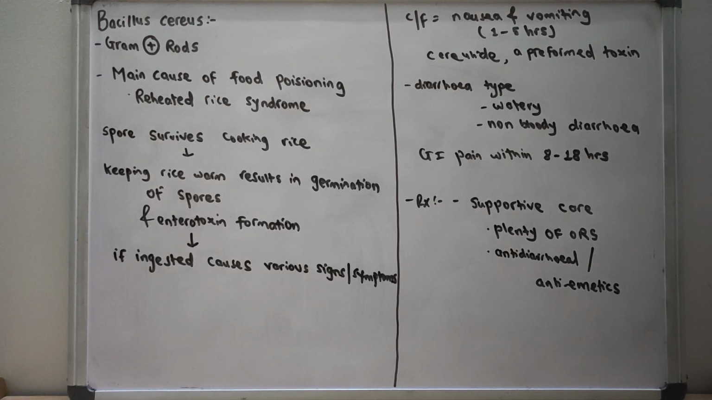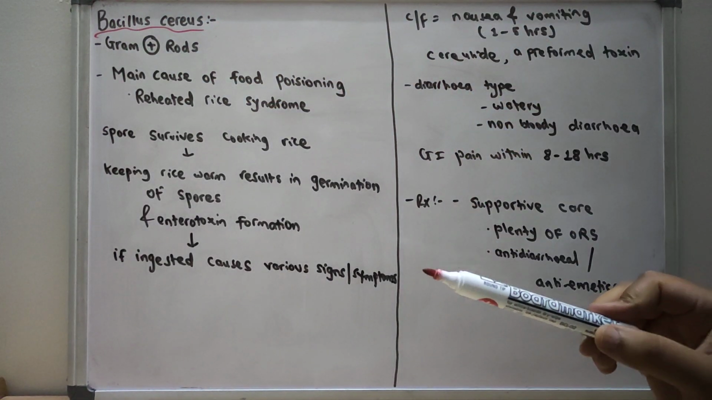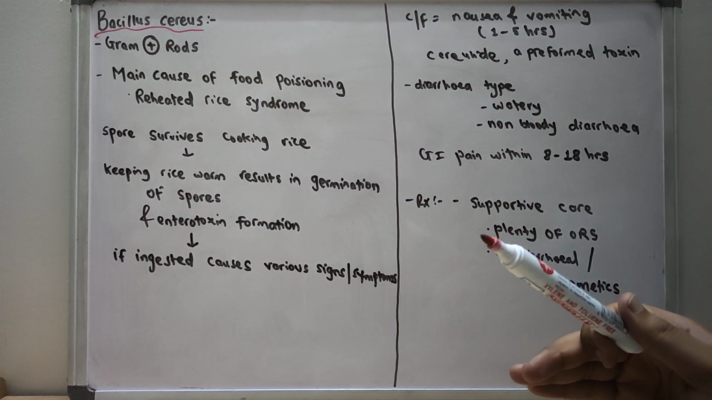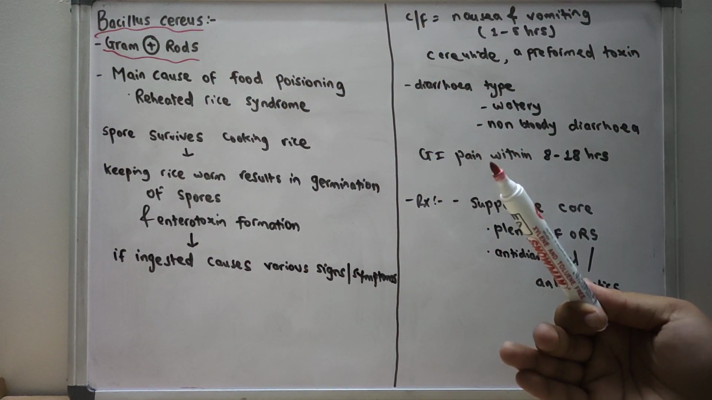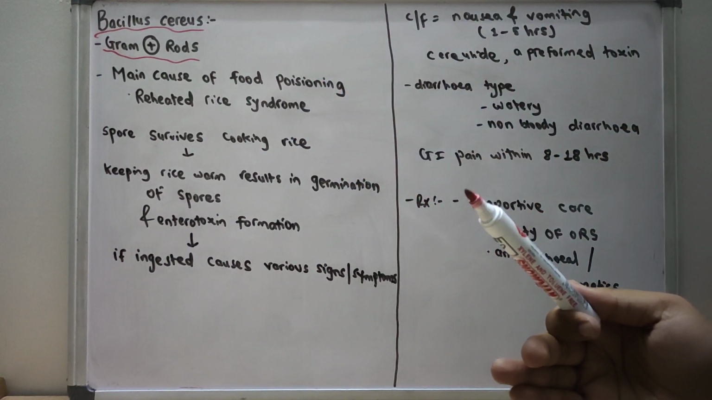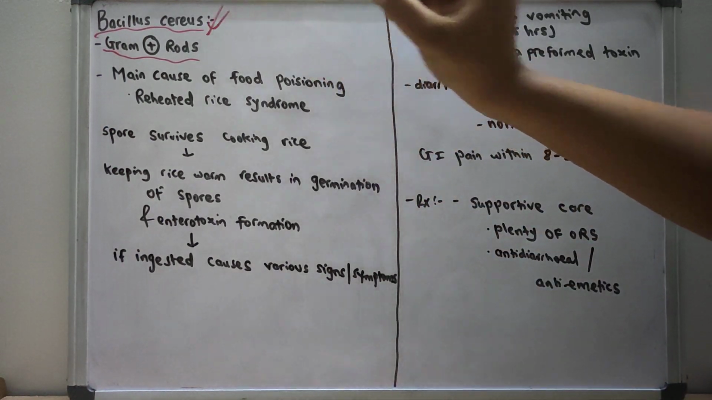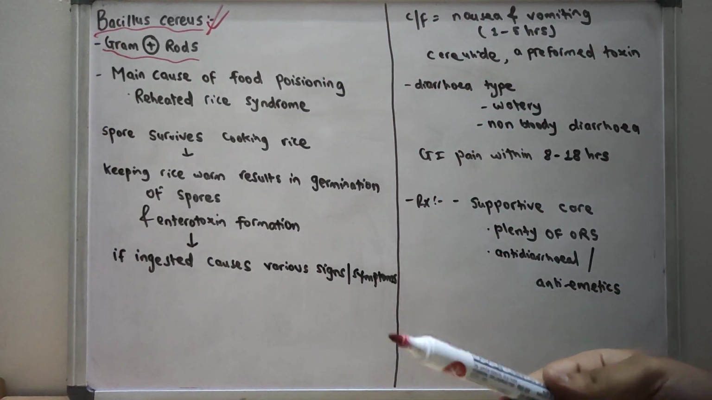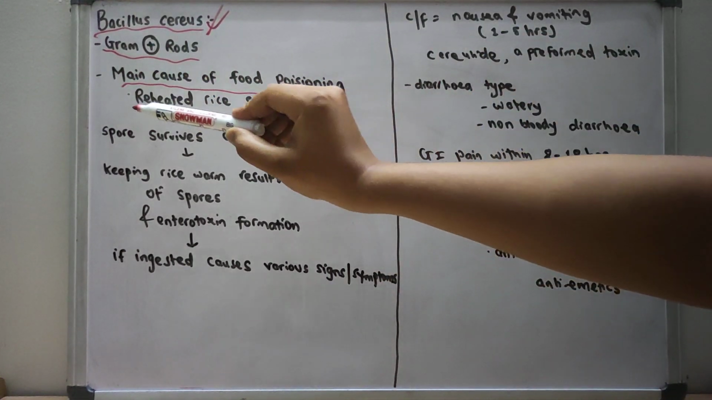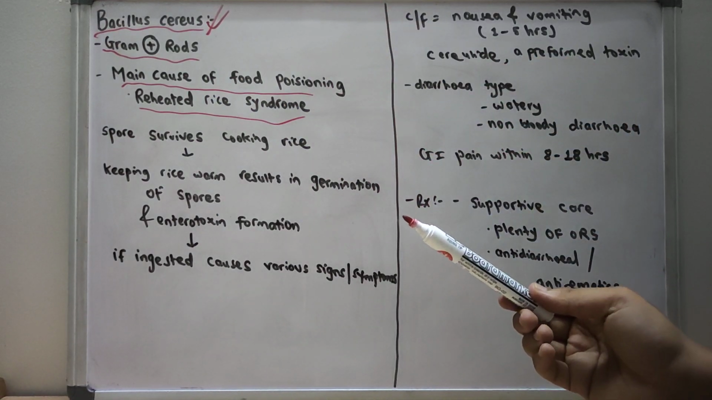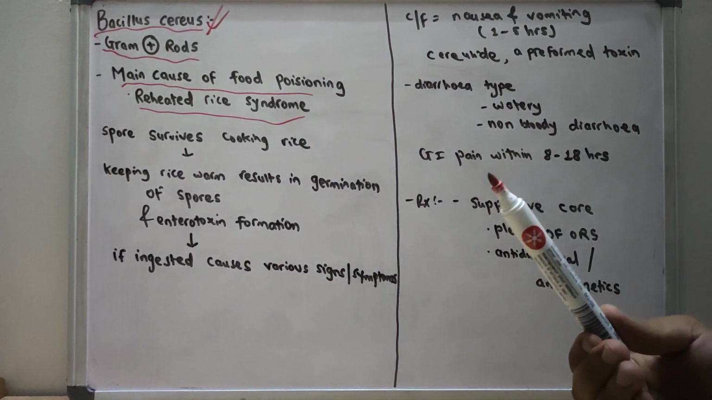In this video, we are going to talk about a very short topic, that is Bacillus cereus. Bacillus cereus is a gram-positive rod, and one of the main causes of food poisoning related to reheating rice is known to be Bacillus cereus. As I have already told, the main cause of food poisoning, which we also call reheated rice syndrome, is caused by Bacillus cereus.